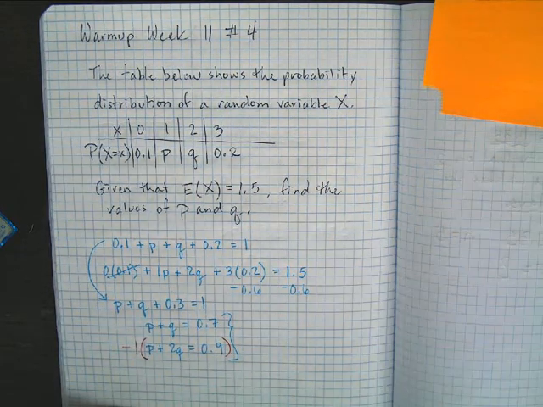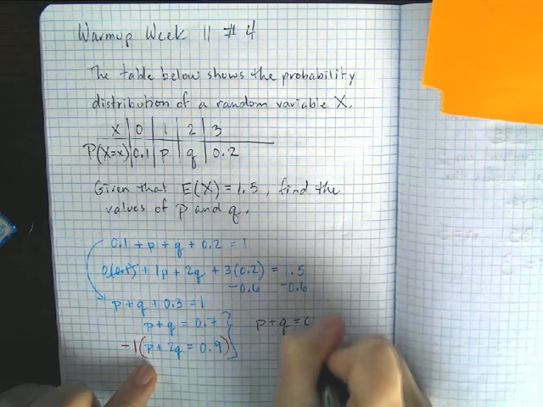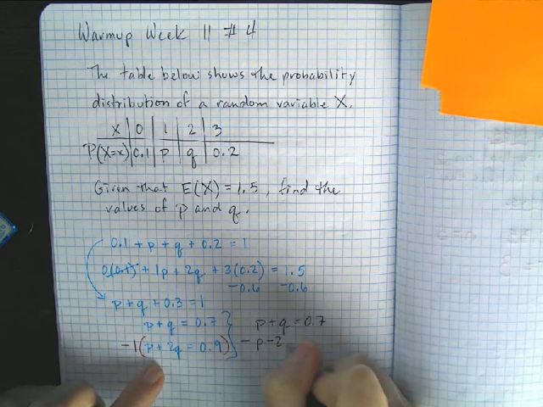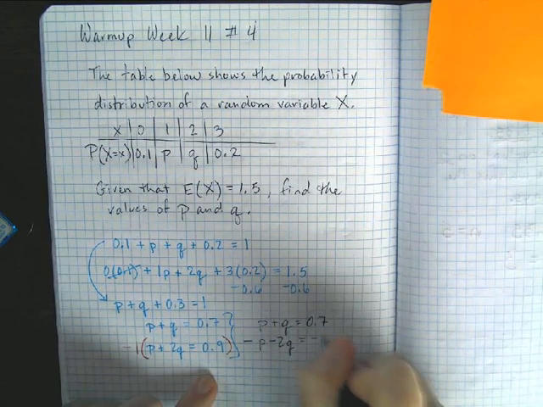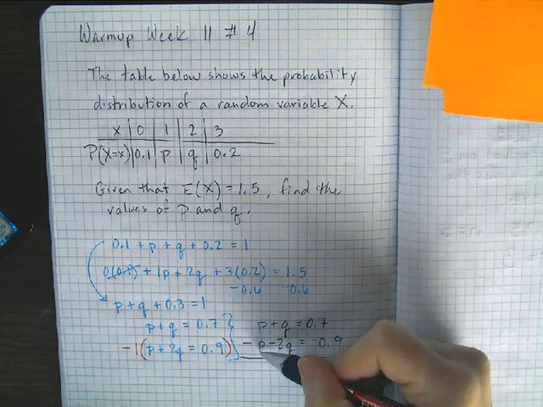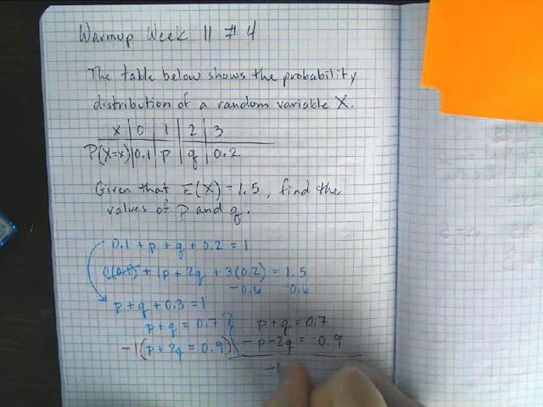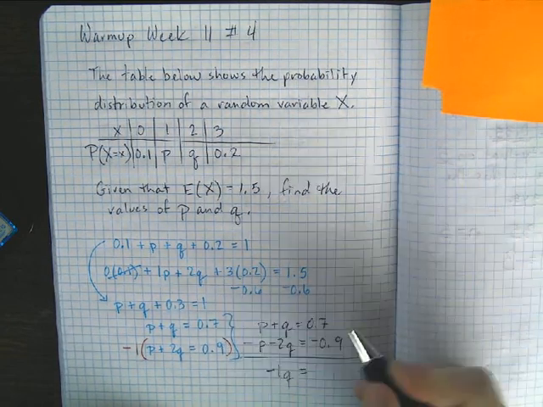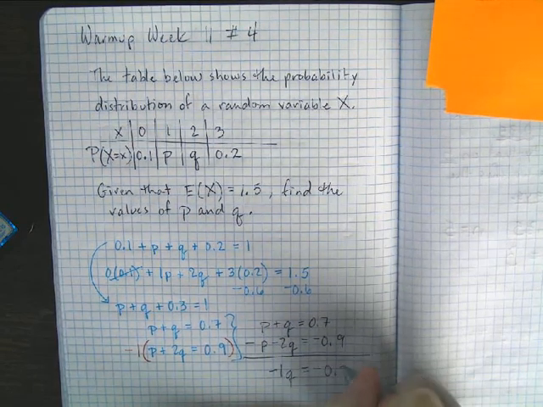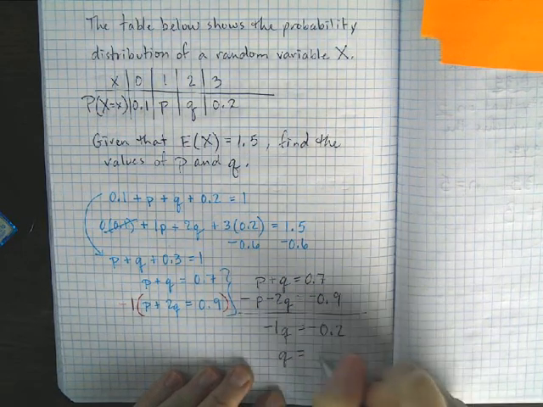So now my new equations: I still have the first one, p plus q equals 0.7, and then I get negative p minus 2q is equal to negative 0.9. Now if I add these together, p plus negative p is 0. q plus negative 2q is negative 1q. And 0.7 plus negative 0.9 is negative 0.2. Divide both sides by -1. I get q is equal to 0.2.